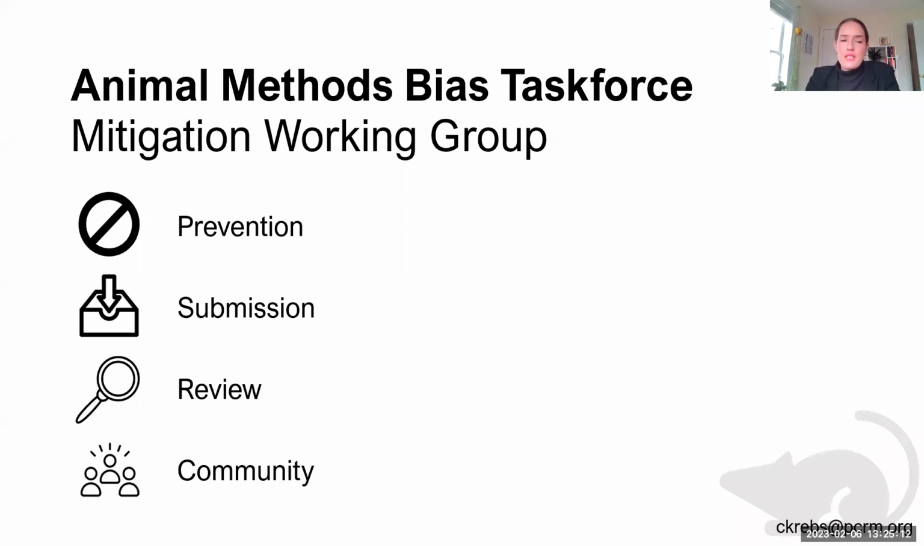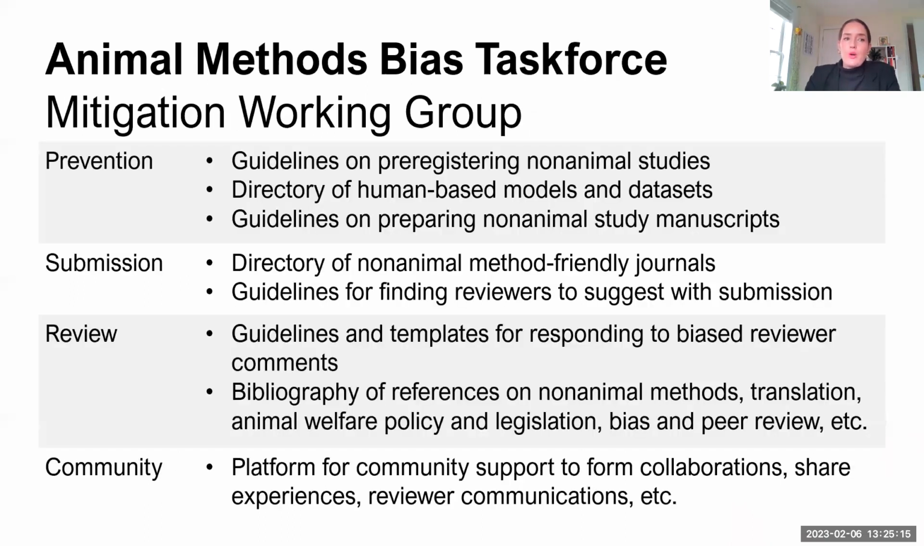This guidance includes these elements here. So we're working on preventing animal methods bias by developing guidelines on pre-registering non-animal studies, providing a directory of human-based models and data sets that researchers can use, and guidelines on preparing non-animal study manuscripts. During the submission process, we're providing a directory of non-animal method-friendly journals as well as guidelines for finding reviewers to suggest with submission. During the review, if authors happen to get back a biased review, we're providing guidelines and templates for responding to biased reviewer comments.